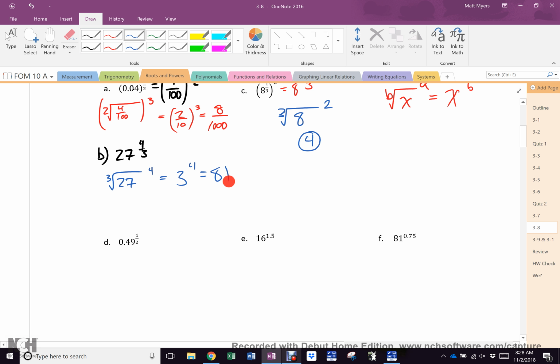D, E, and F are weird. What's weird about D? It's a decimal. So what should I do if I'm not letting you use your calculator? You could do 49 over 100, right? 49 over 100 to the 1/2 is the square root of 49 over 100. To what power? 1. So I don't need to worry about it, do I? What is the square root of 49 over 100? 7 or 0.7.